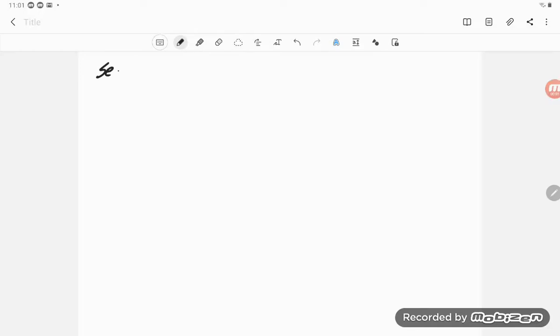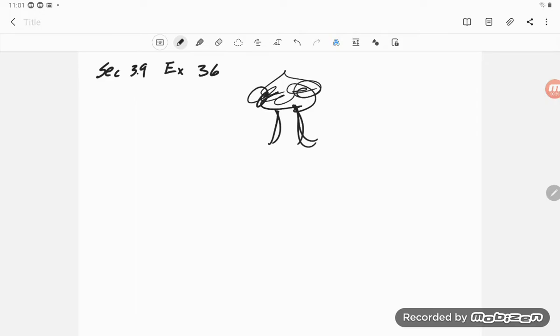Here is section 3.9, exercise 36. And this is surveying. It says a surveyor standing 50 feet from the base of a large tree. Okay, so get to do a little art here. There's a large tree.